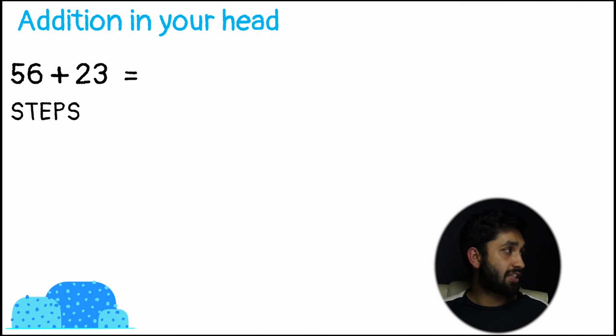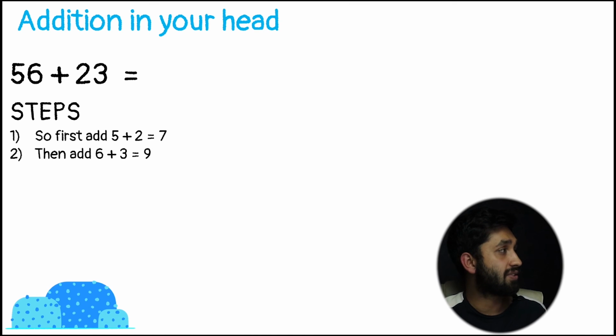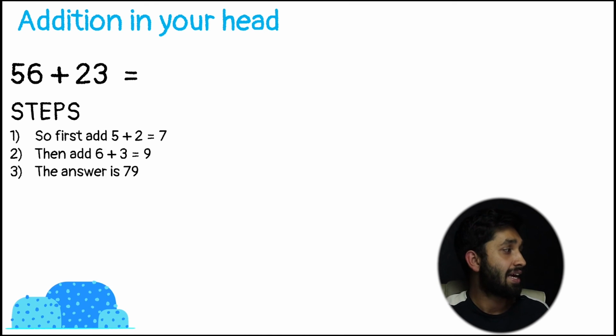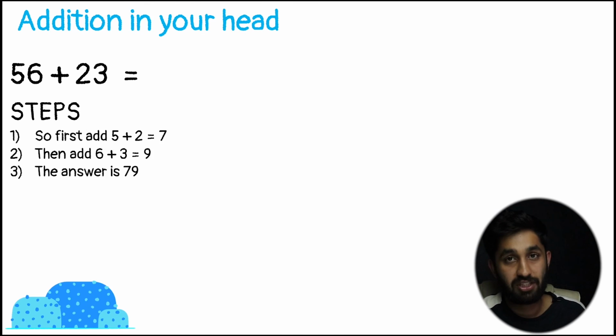Okay, so what about 56 plus 23? Well, step 1, you can do 5 plus 2, which is 7, and then you can do 6 plus 3, which is 9, and then the answer is 79. So you literally do 70 plus 9. So that's pretty much it.